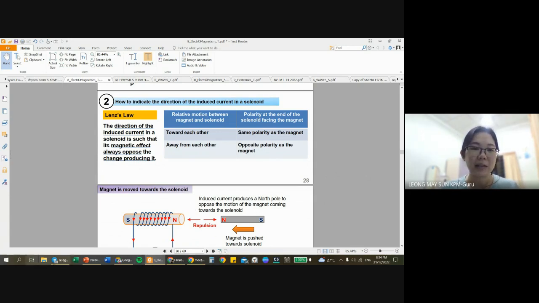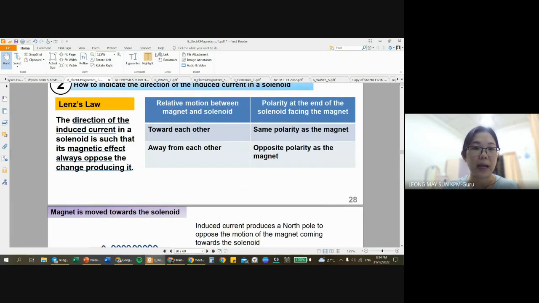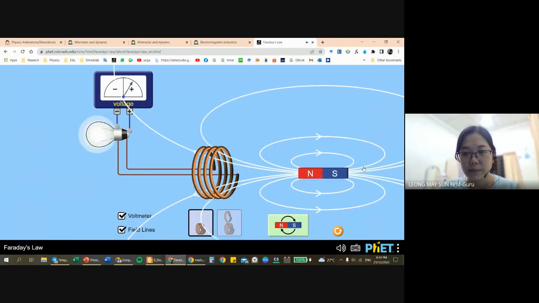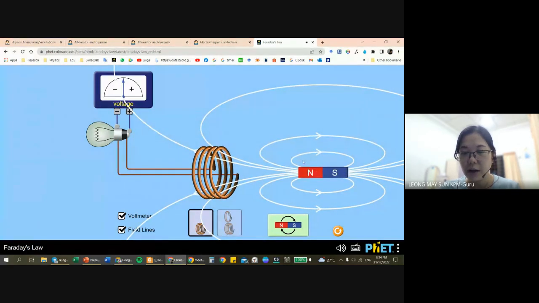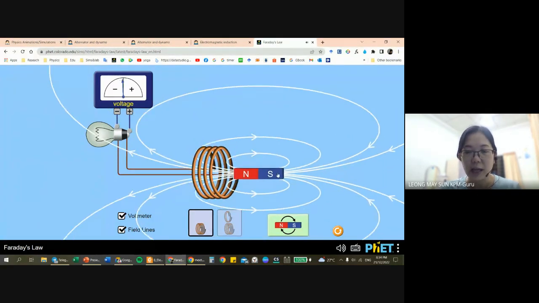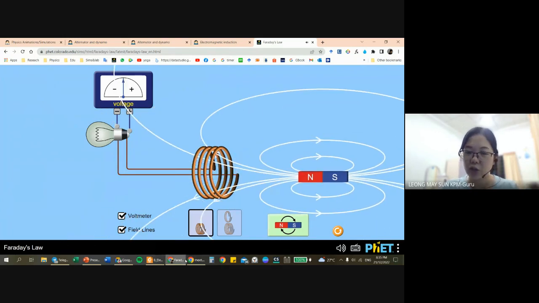All right, Lenz's law. Lenz's law indicates the direction of the induced current in a magnetic field, in a solenoid, in such a way that the magnetic effect that is being induced out will always oppose the changes producing it. So when the relative motion between the magnet and the solenoid is coming together, like this, the produced currents will actually oppose. If it's moving away, it will actually attract.